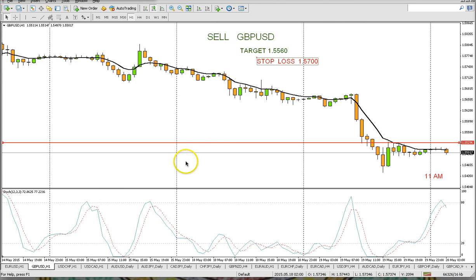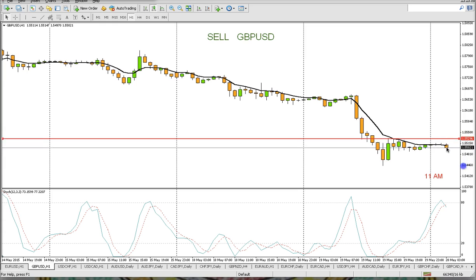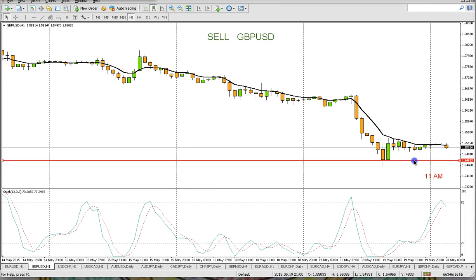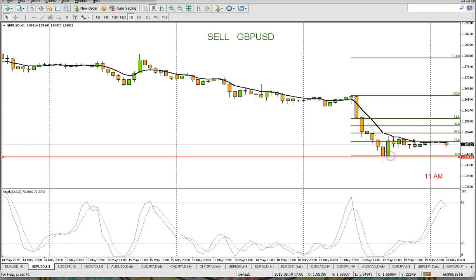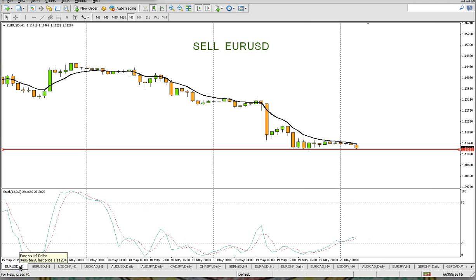Pound dollar is another pair. These were yesterday's signals, and continue to sell pound dollar, and this is a major support around this level here, 154.60. I would short it anyway, but don't be surprised if it retraces up to 155.40 area. But we're still short on pound dollar, and of course we're still short on euro dollar.